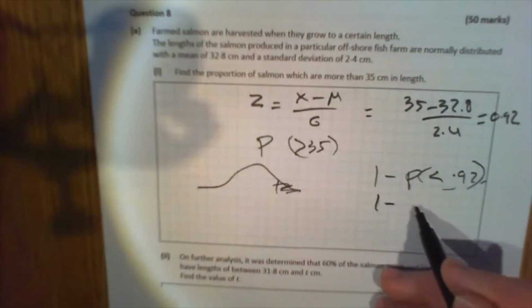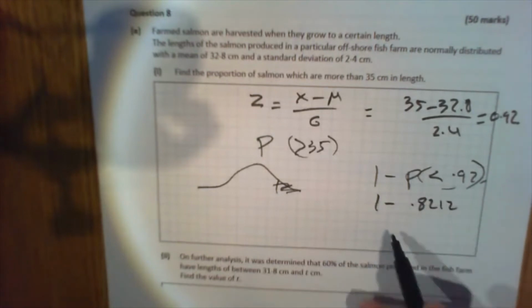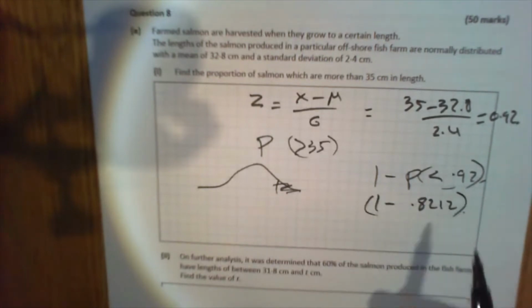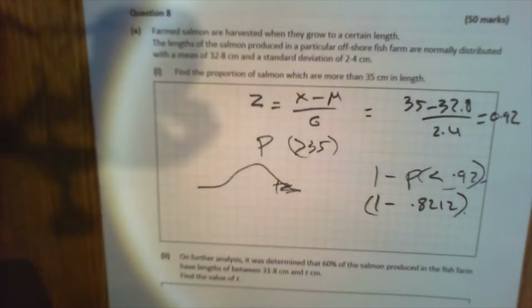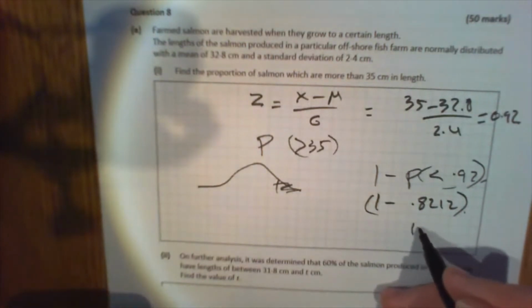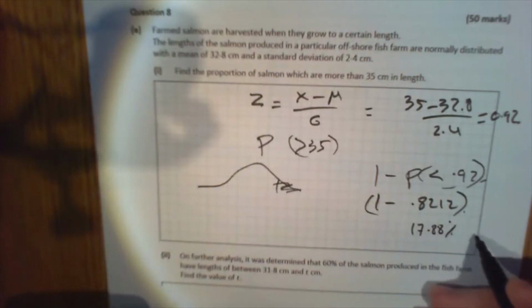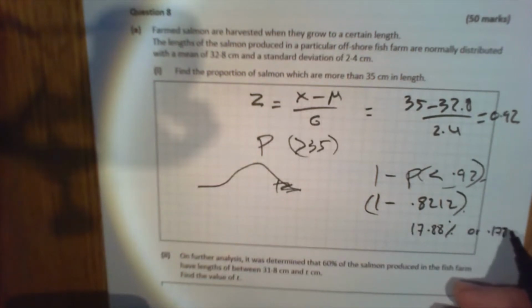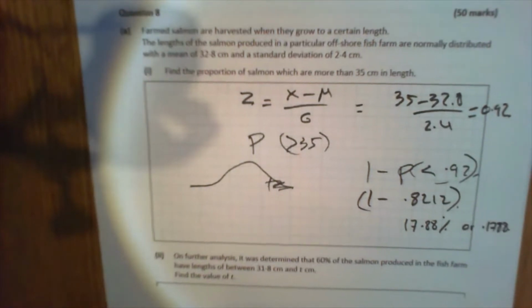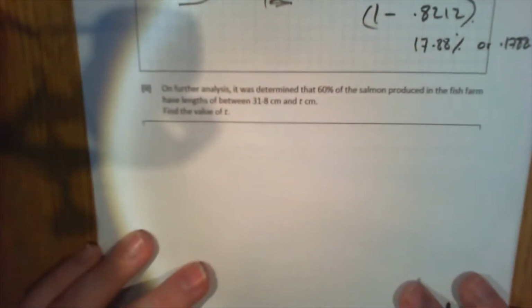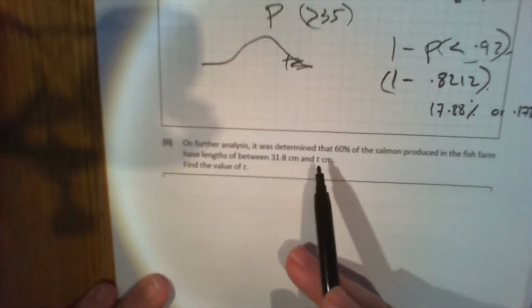0.8211, 0.8212, sorry. That's what we have. 1 minus 0.8212, 17.88% or 0.1788 as a proportion. Okay. Now, on further analysis, it was determined that 60% of the salmon produced in the farm have lengths between 3.8 and T. Find the value of T. So this is the same thing again, except we're just kind of working our way into it.